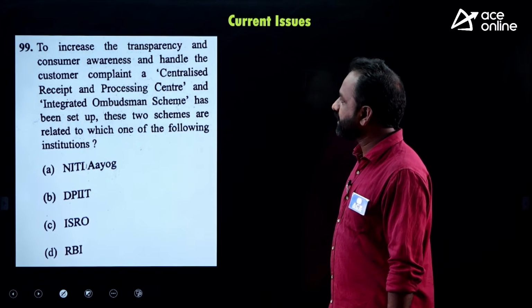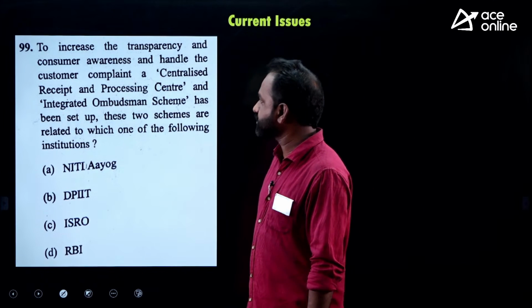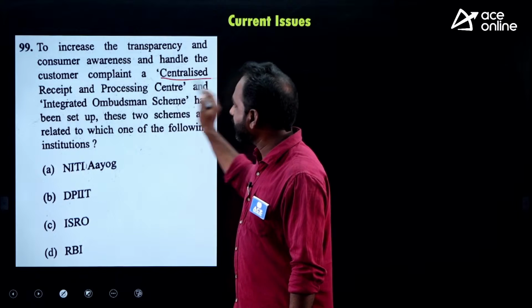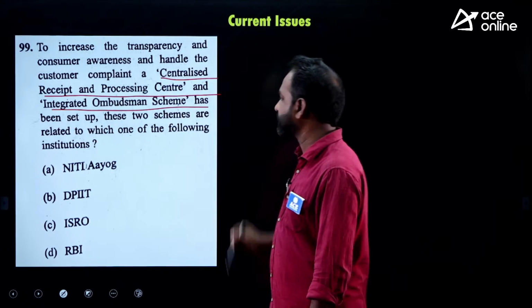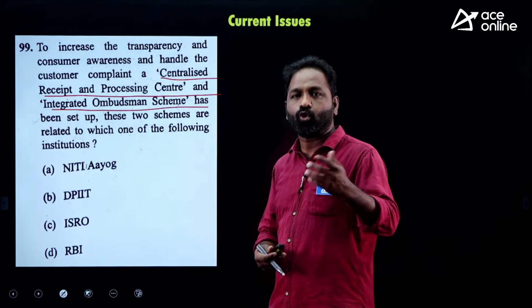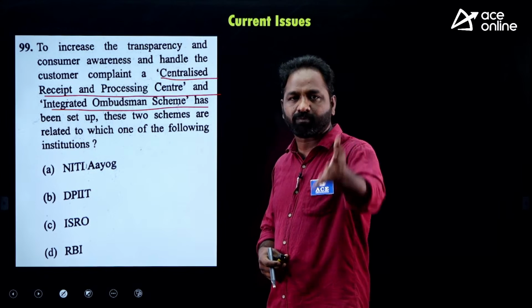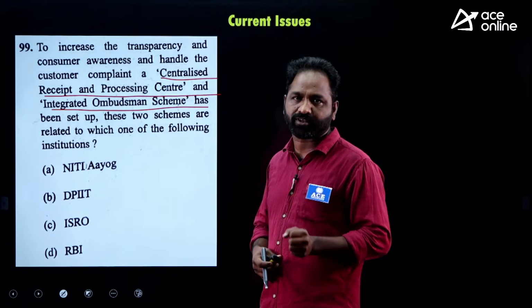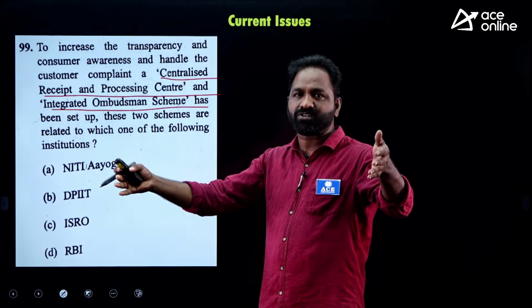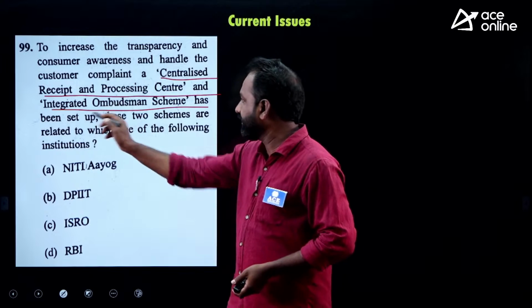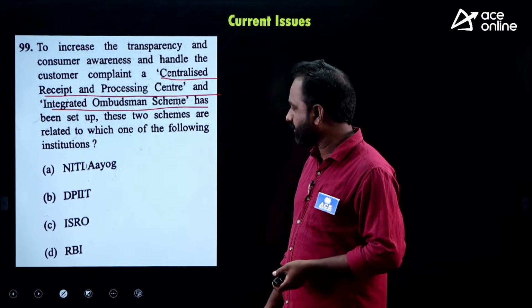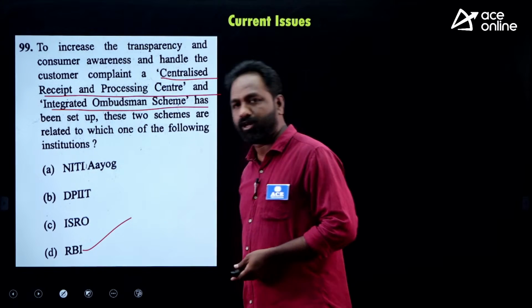And to increase transparency and consumer awareness, handle customer complaints, centralized receipt and processing center and integrated ombudsman scheme. Ombudsman scheme means when you go to a bank and want to give a complaint against the bank, there is a system called the ombudsman scheme. So there are different types of ombudsmen. Recently the Reserve Bank of India gathered all and they started the integrated ombudsman scheme at Chandigarh. That was launched by RBI.